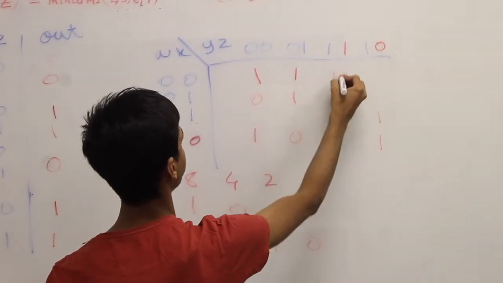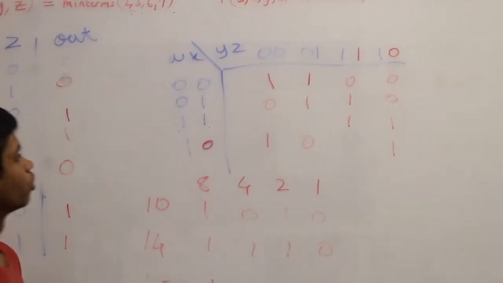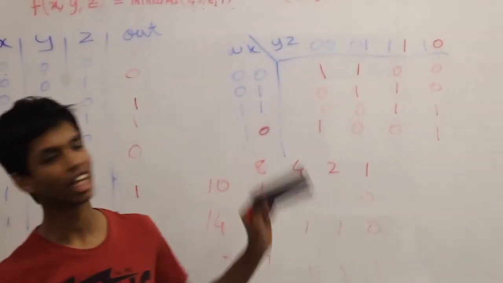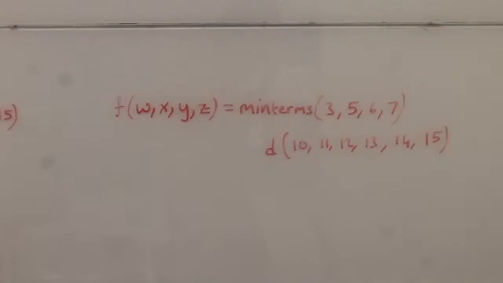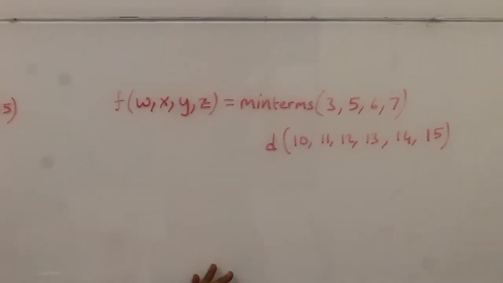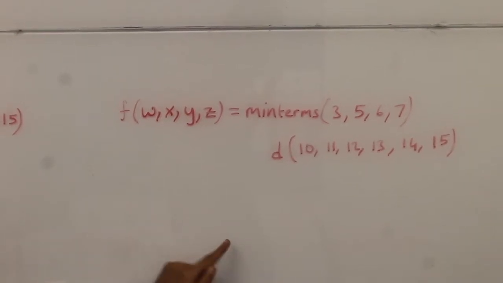The rest are 0. So this is the K-map of this question. Pause this video and try the question yourself. The D here is the don't care terms. If you don't know this, I'll show you after you try it out.